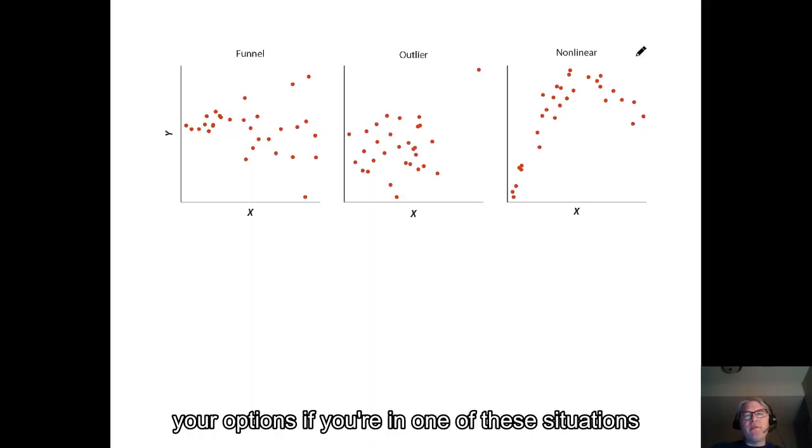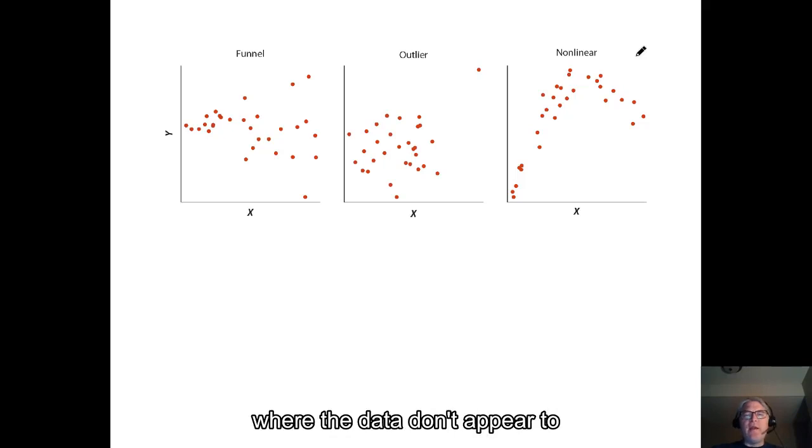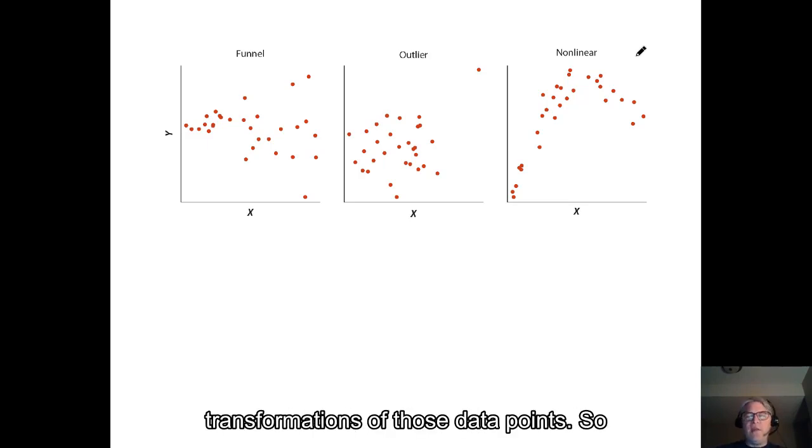Okay, so what are your options if you're in one of these situations where the data don't appear to be matching the assumptions of correlation, so you don't want to just do a correlation analysis? Well, one thing you can do is just look into transformations of the data, much like we did talking about t-tests before. The t-test also assumed normality of the data, so if you have data that didn't follow the normality assumptions, you could do transformations of those data points.